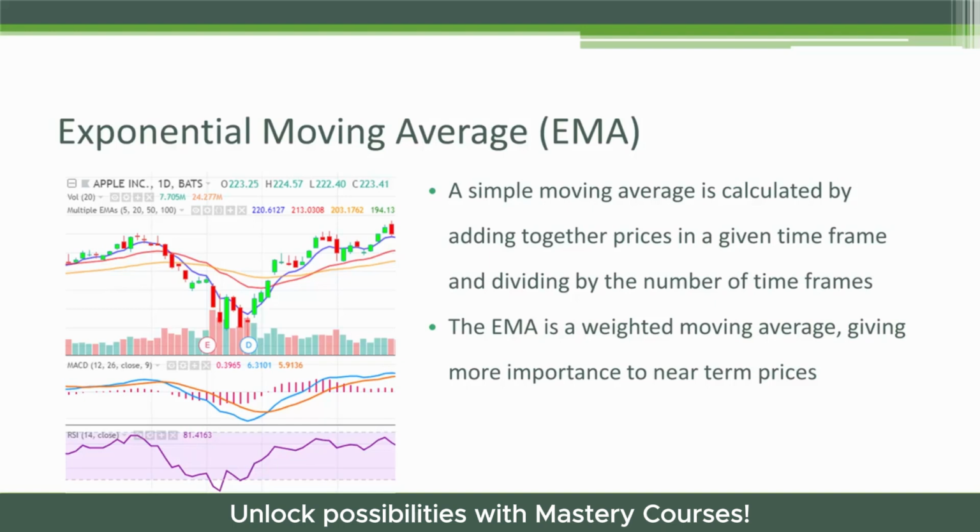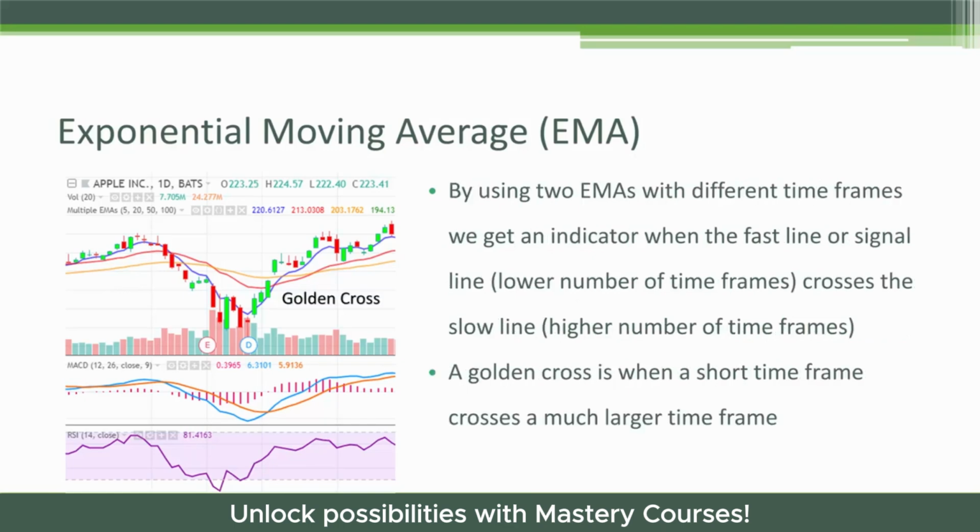But a two-line exponential moving average can help us know before it's clear on the chart whether a stock that's trending is slowing in that trend and may be about to change direction. When we use two EMAs with different time frames, we get an indicator when the fast line or the signal line, which is the lower number of time frames, crosses the slow line, which is the higher number of time frames. And we'll look at an example in a chart in just a second.